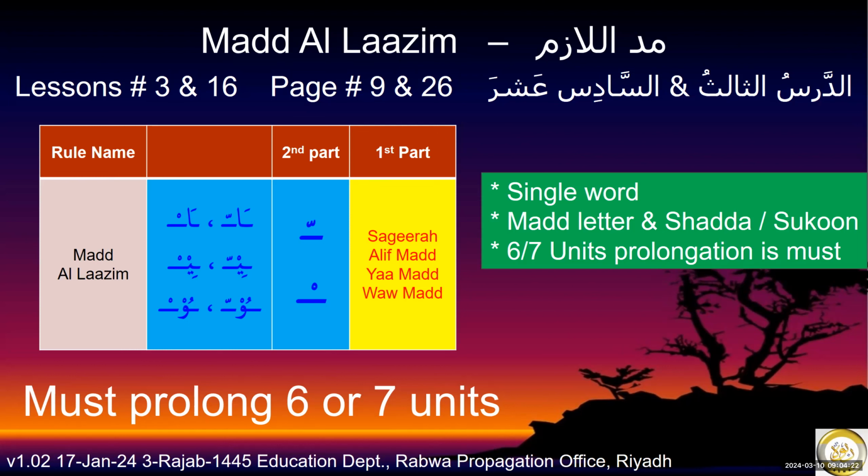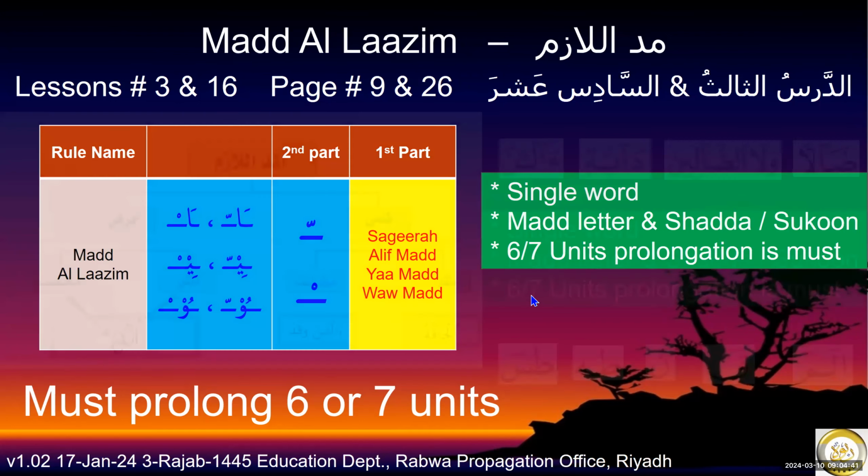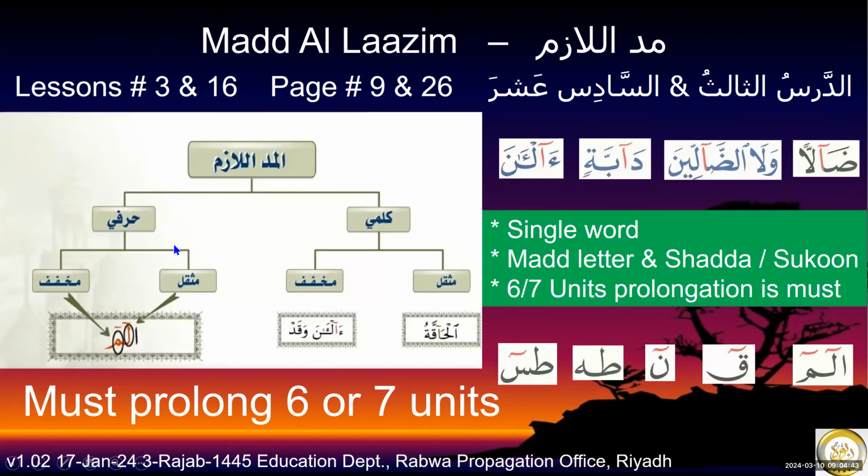So Madal Lazim here is a Mad letter or Sageerah letter followed immediately by a letter with Shadda or a letter with Sukoon. This also comes in a single word, and whenever you find this structure, whether the Mad sign is there or not, you have to prolong 6 or 7 units, same as before. Now you see here, Madal Lazim has two divisions, Kalimi and Harfi. Madal Lazim Kalimi is divided into two, Musaqqal and Mukhaffaf. Madal Lazim Harfi is again divided into two, Musaqqal and Mukhaffaf.